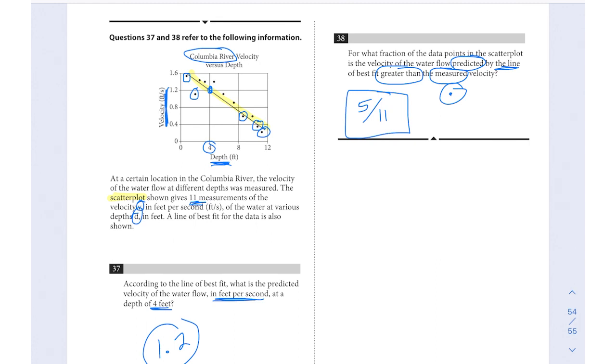And that's it for 37 and 38. That's it for this practice test.